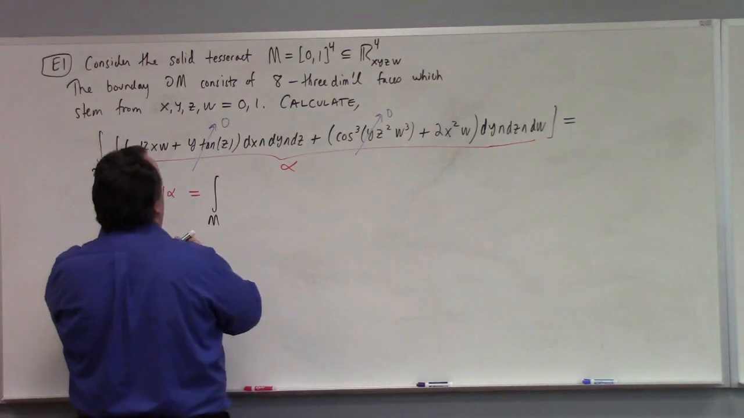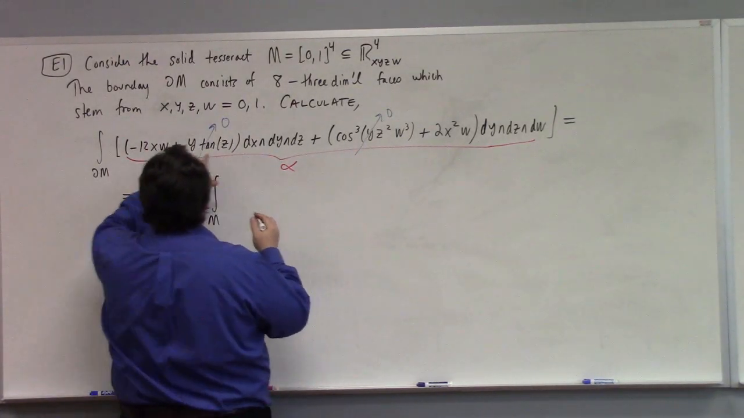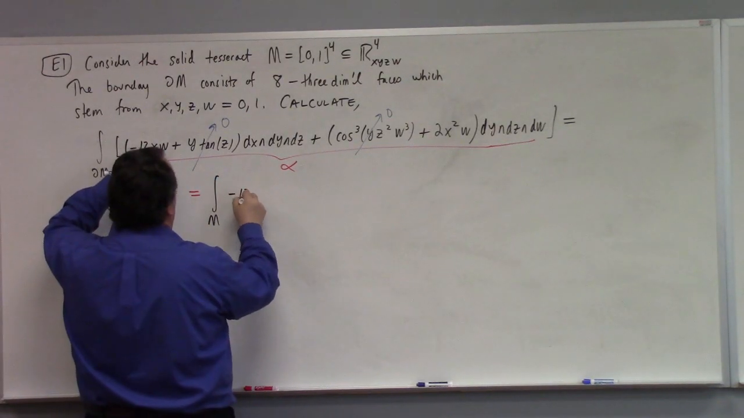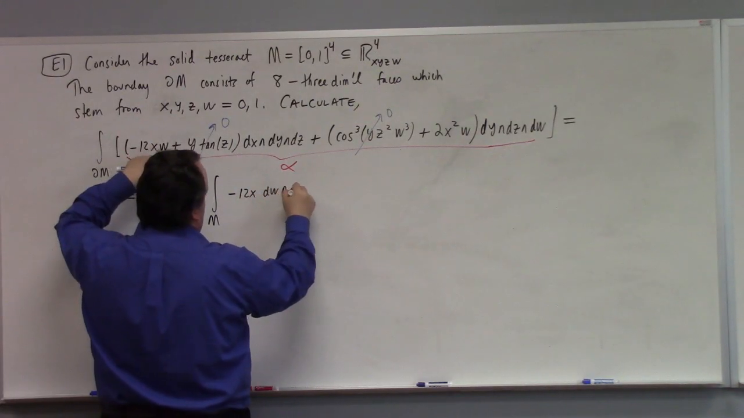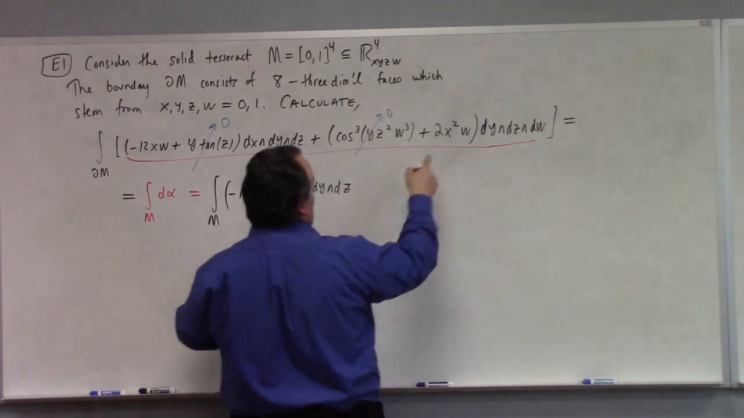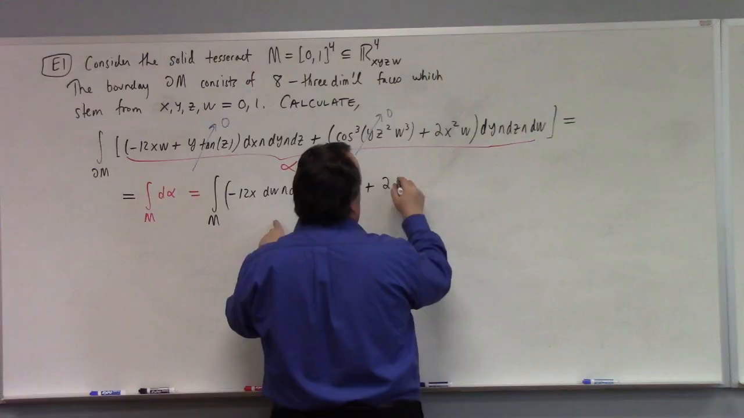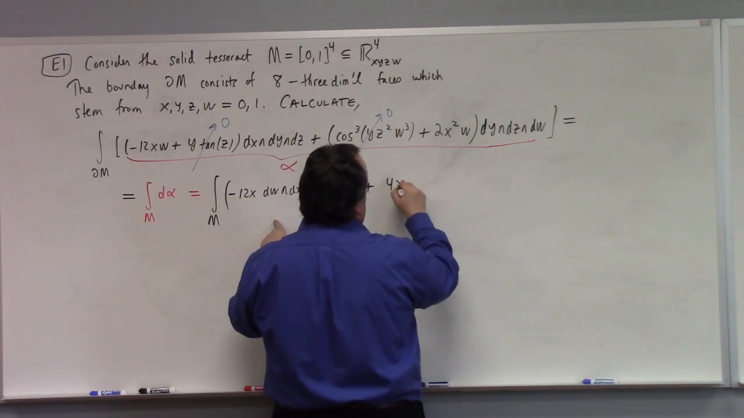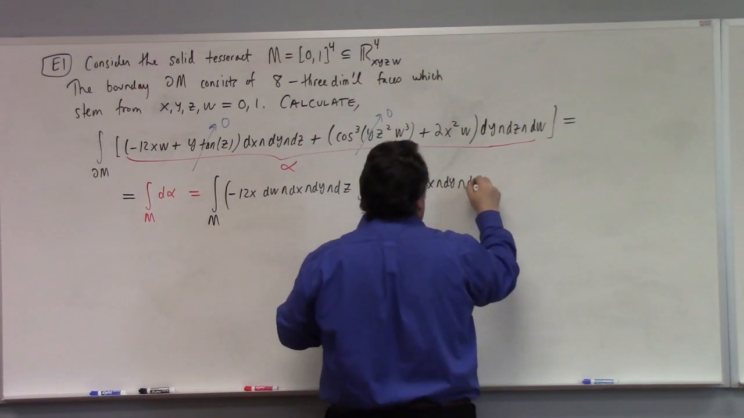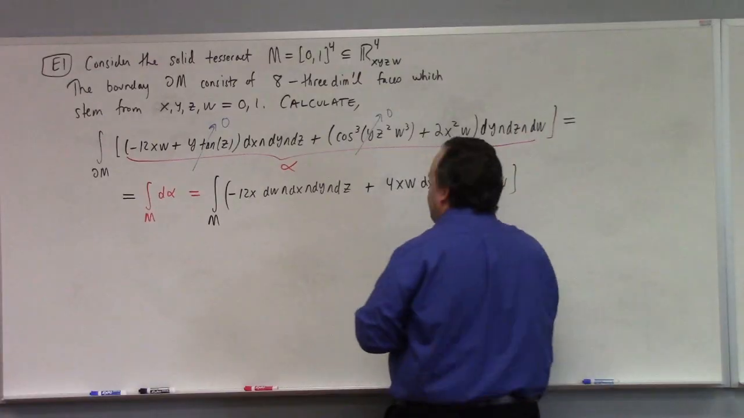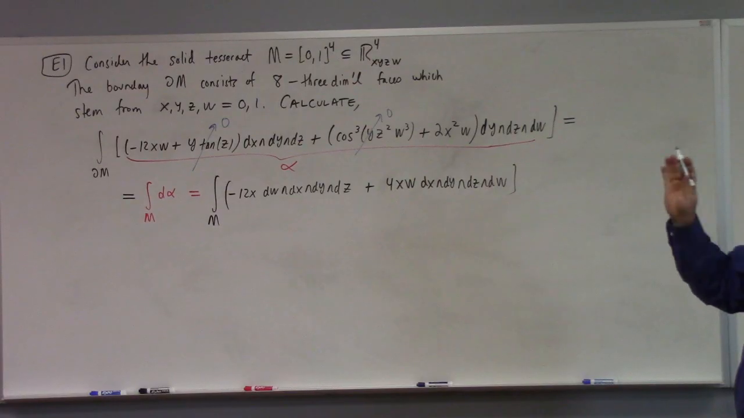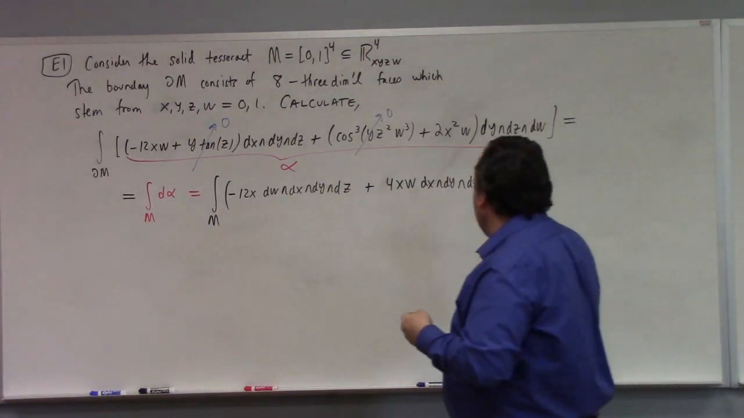So actually, when we take the differential here, we only need to worry about the w. So we got minus 12x dw wedge dx wedge dy wedge dz. And over here, plus 4xw dx wedge dy wedge dz wedge dw. And I think I'm going to put them in order, x, y, z, w. So the second one's already in order.